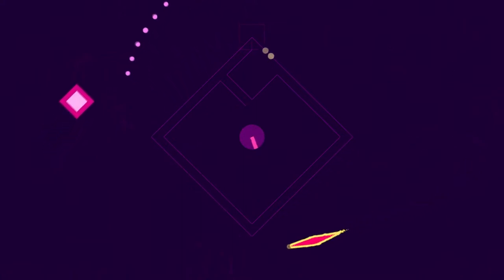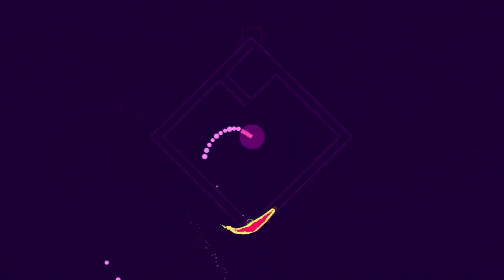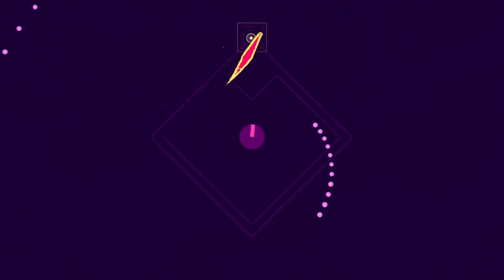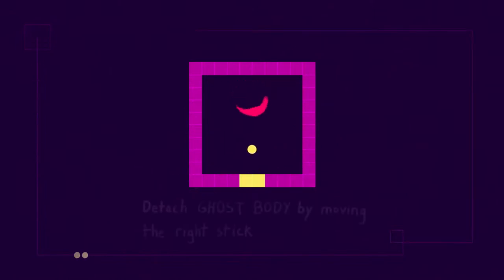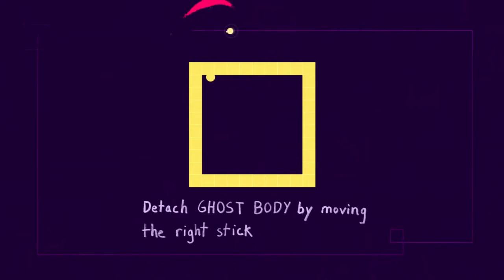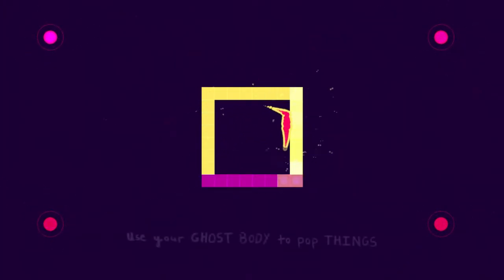So yeah, let's complete this. Nicely done. And we'll try and get this little turret over here, avoid that. Yeah, there we go. So that's the central unique selling point of this game, that you have two separate bodies and you can control them independently of one another. Here we can see we can detach the ghost body by moving the right stick. That's what I'm doing with the right stick right now. And the central difficulty of this game comes from having to control these two independent bodies at the same time. So you have to split your attention between the two of them.